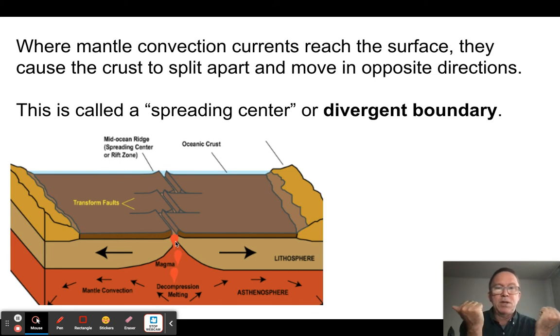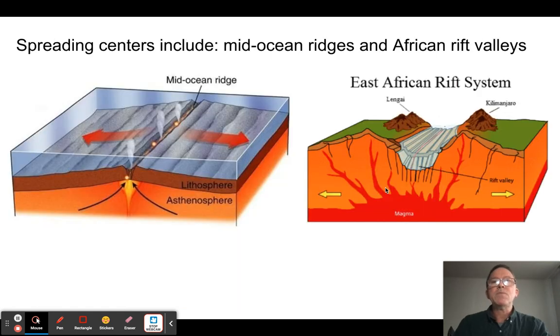It's diverging from each other because as this mantle material comes up in this convection current, it pulls one way and one the other, so they diverge from each other. We also call this a spreading center because the seafloor is spreading apart there. We mostly find these in the middle of the oceans, as we'll see in just a minute.